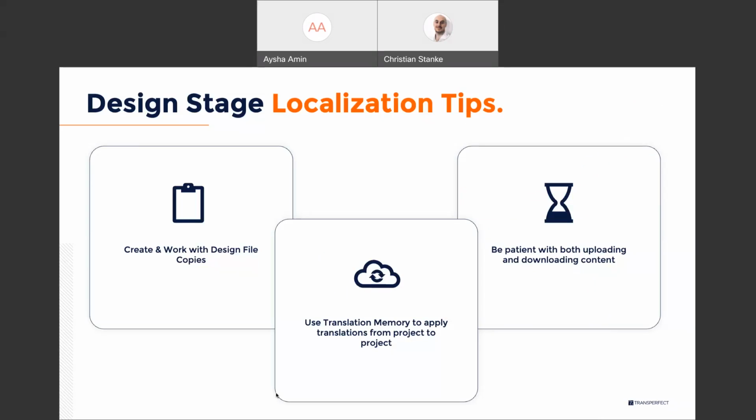So before we go over how to use the design tool plugins, I want to cover a couple of helpful tips to make sure your localization at the design stage runs as smoothly as possible. The first and most important is to always create copies of your design files. When you download translations back to your files, the download will overwrite the original base language text. I highly recommend that you use a copy to download translations to prevent losing your original text.